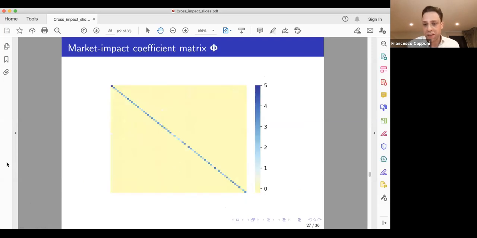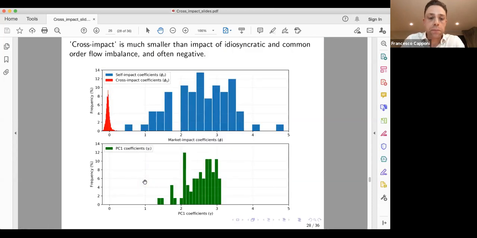This looks very similar to the one that we had before, because when it's 0, it's 0. But in this case, this is phi instead of beta. It once again shows that the diagonal elements of impact are much, much larger than the off-diagonal elements. And if you can move to the next slide, this one shows once again, on the top, the self-impact coefficients, which are in blue. These are the phi ii, and the cross-impact coefficients, the phi ij. And then we have the PC1, which are on the bottom in green, which are the gamma.